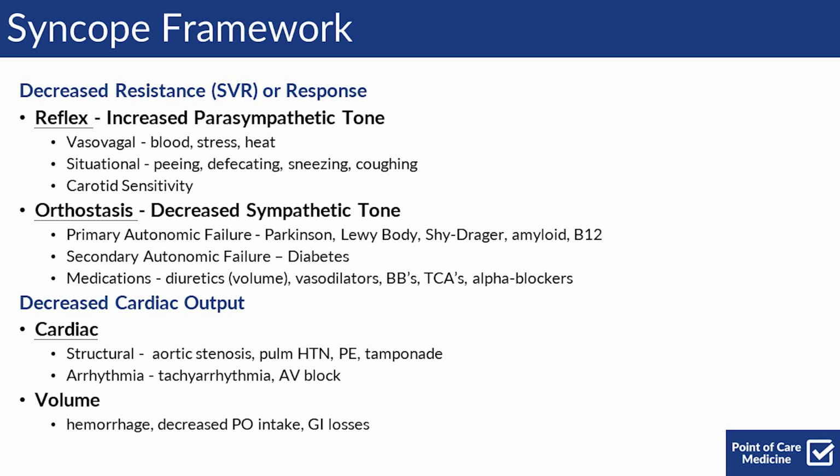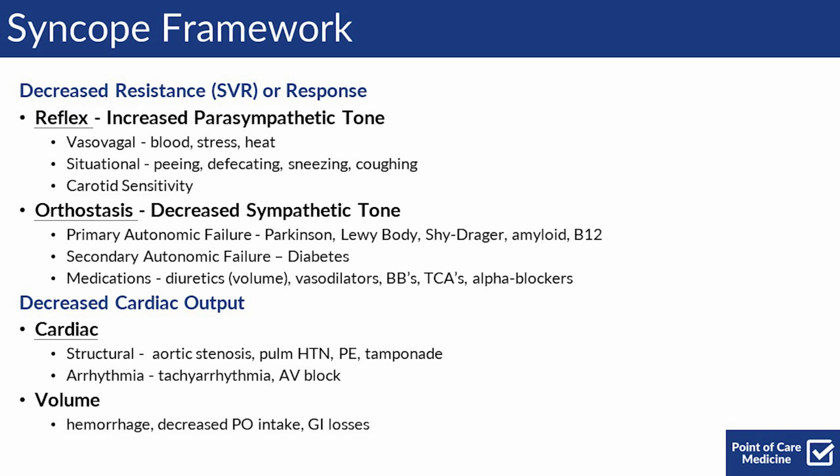So for reflex, that includes vasovagal and situational. Vasovagal can be turned on pretty much whenever your vagus nerve is being overactive, and that can be if you see blood, if you're under an extraordinary amount of stress, or if you're running in the heat. Situational syncope similarly is probably activated by the fact that your vagus nerve is in overdrive, and that could be set off by things like peeing, defecating, sneezing, or coughing.